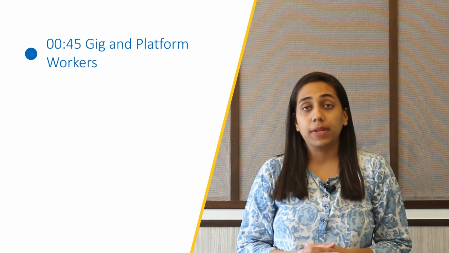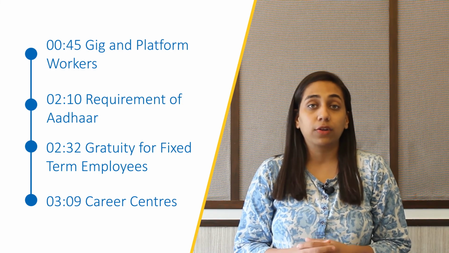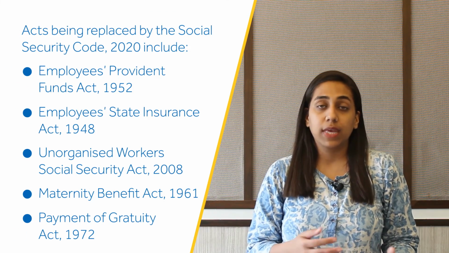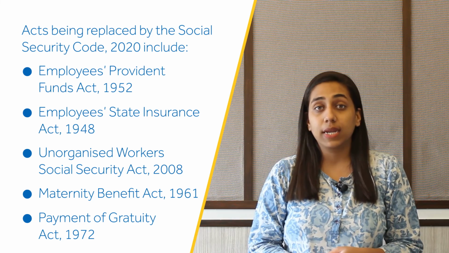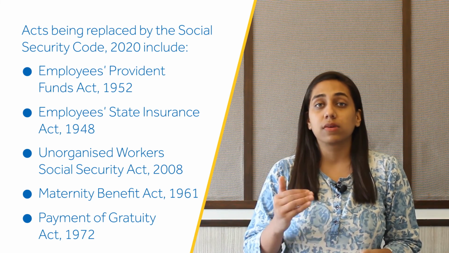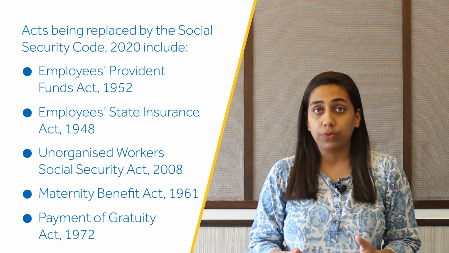The code replaces 9 existing acts. Social Security is a key part of labor laws and it ensures protective measures for workers like health insurance, maternity benefit, and pension. The code retains some of the provisions of the existing acts. Benefits like the Employee Provident Fund and the Employee State Insurance Scheme will be mandatory for organizations above a certain size. This threshold can be modified by the government through notification.